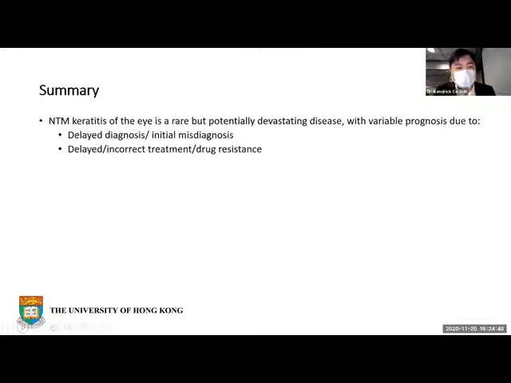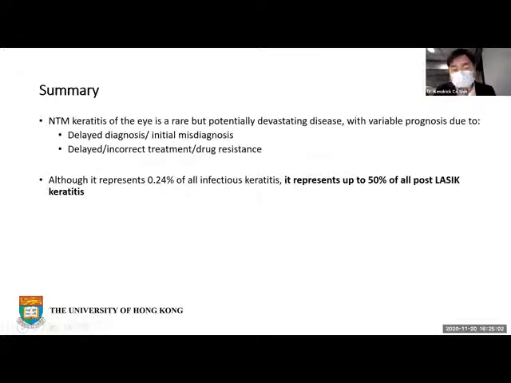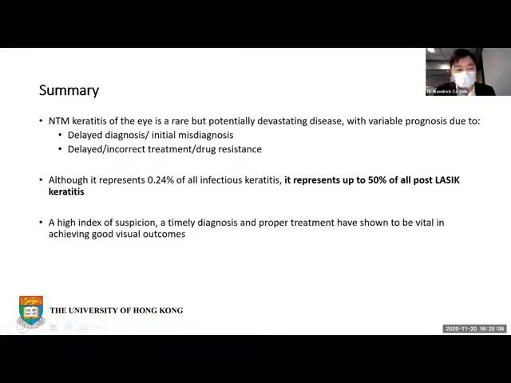So just in summary, non-tuberculous mycobacteria is rare, but potentially devastating. Variable prognosis, usually due to delayed diagnosis or initial misdiagnosis, and either incorrect treatment or drug resistance. Represents a minor portion of infectious keratitis, but more often seen in LASIK keratitis. Having a high index of suspicion, timely diagnosis, and proper treatment have been shown to be vital in good outcomes.